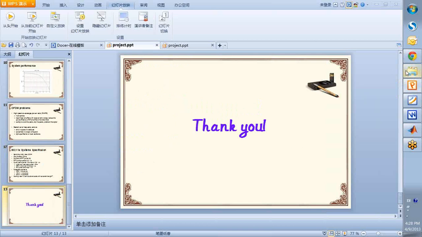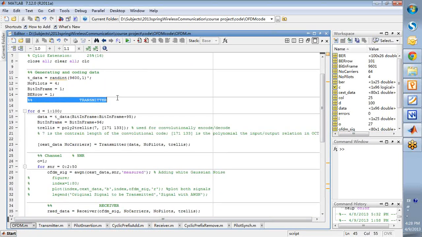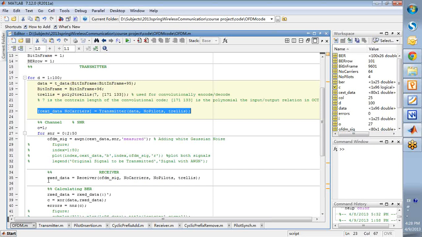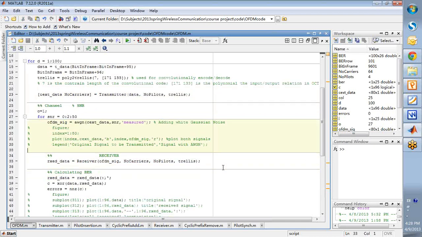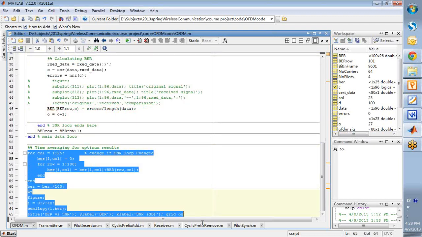Okay, let me show you something about the program code. The simulation is written in Matlab. The OFDM.m file is the main file. It is made of two parts, the transmitter and the receiver. The transmitter is calling this function. The receiver is calling this function mainly. Here is the channel noise. At the end of the code, I'm calculating the bit error rate under different signal to noise ratios. In the end, I plot it.